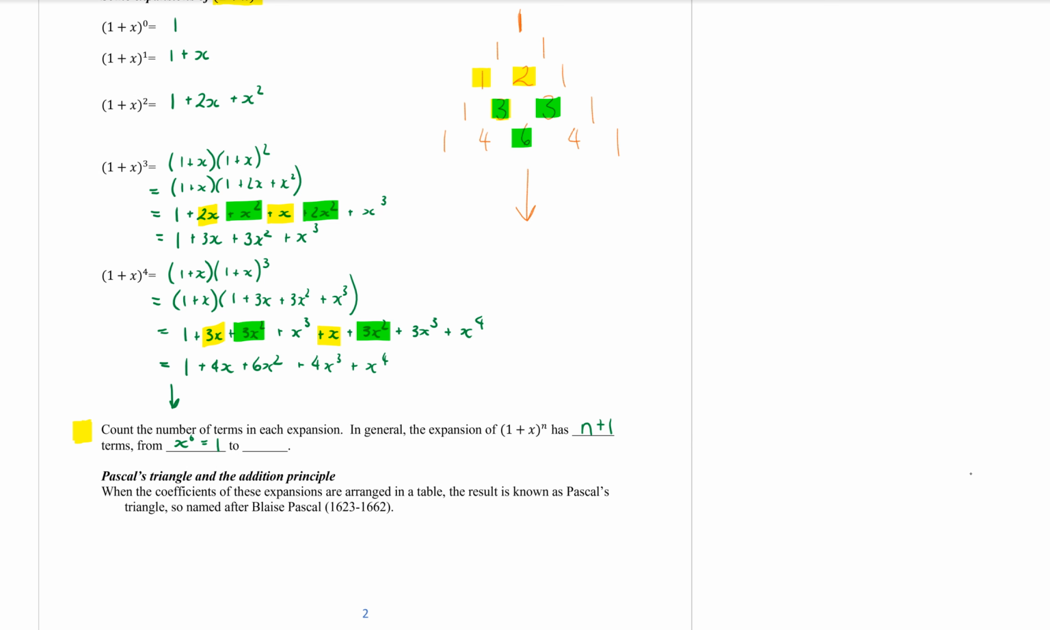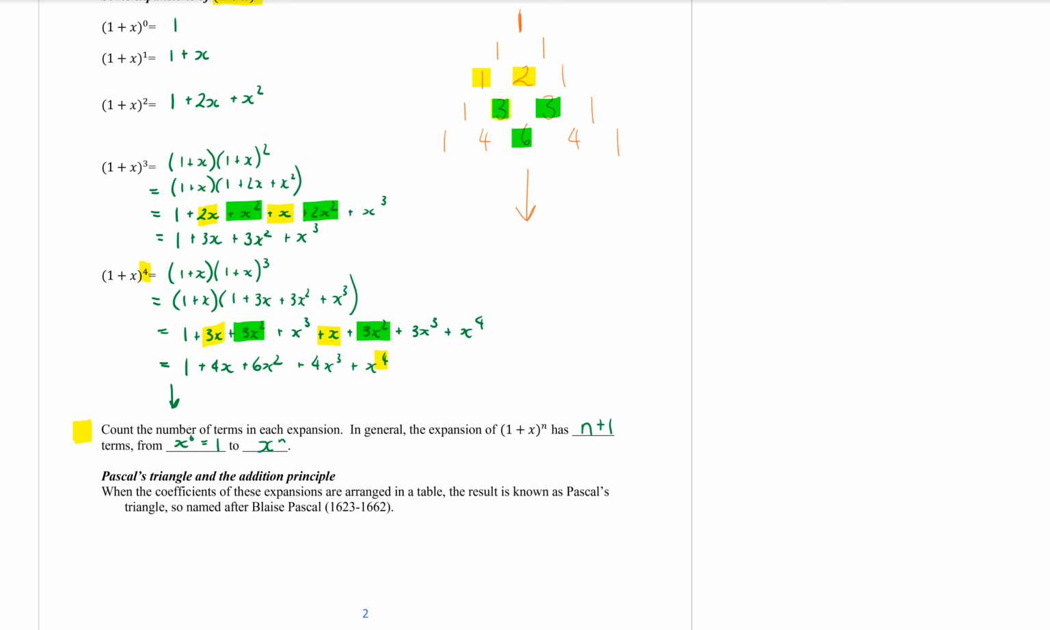So this last one here was x to the power of 4, the same power as my expansion from my question up here. So if this is a power of 4, it means I'm expanding to a power of 4 there. So my last term is always going to have x to the power of n.